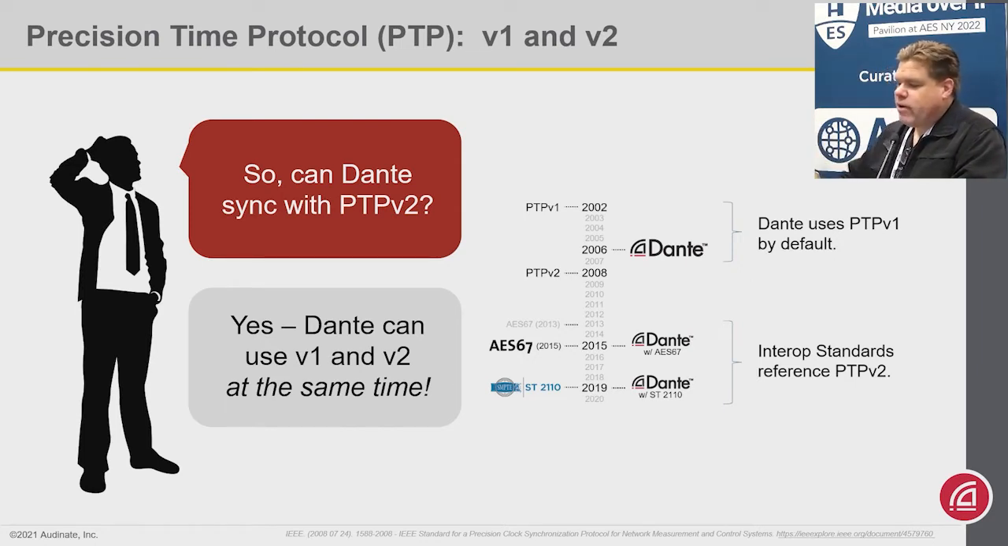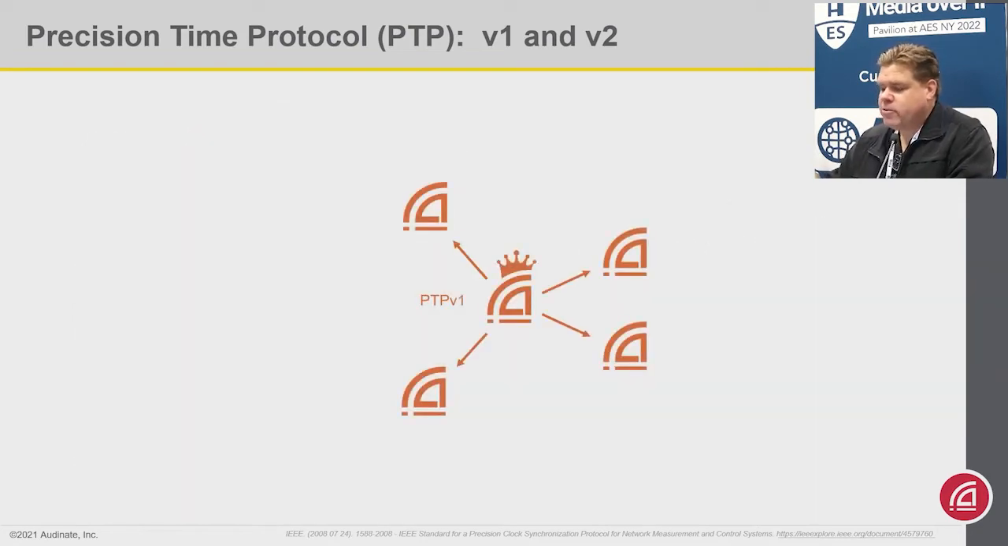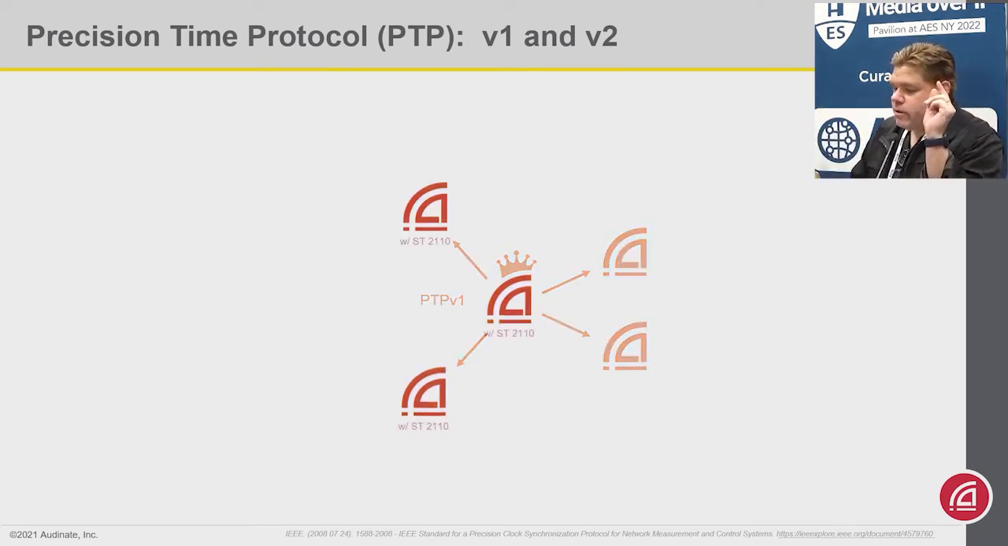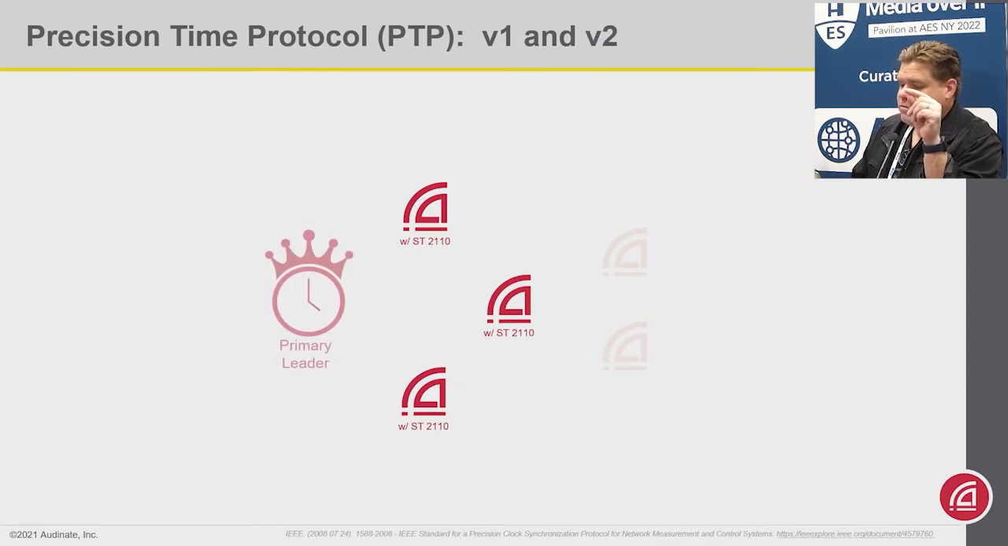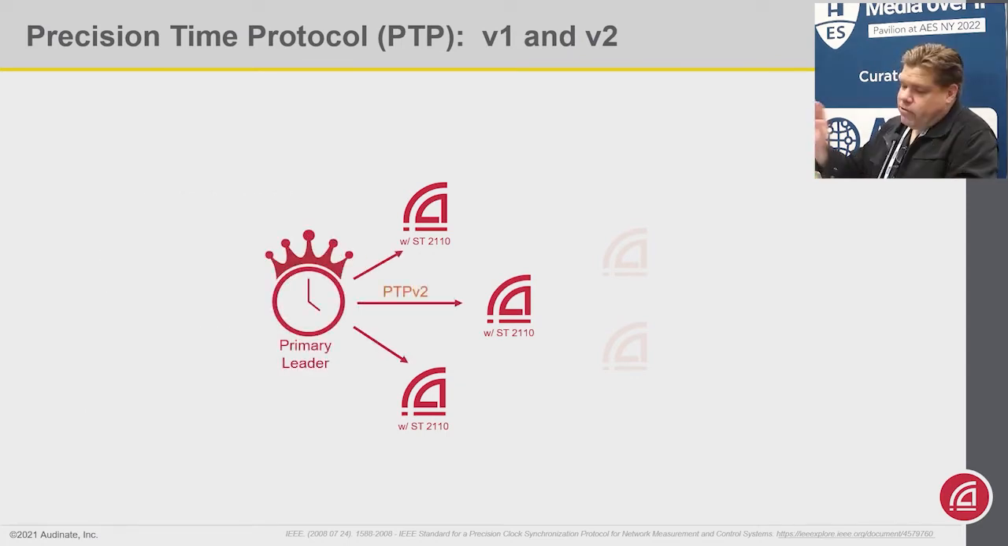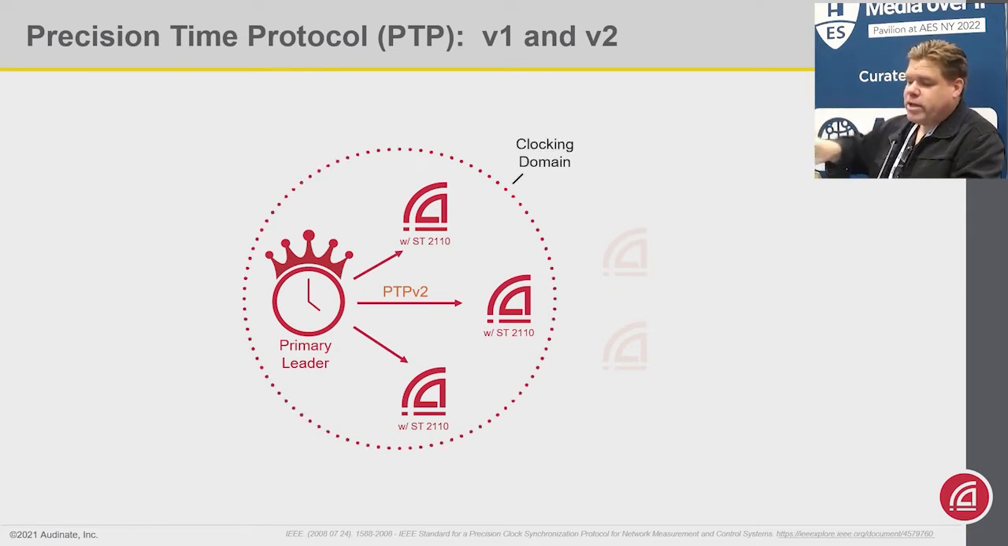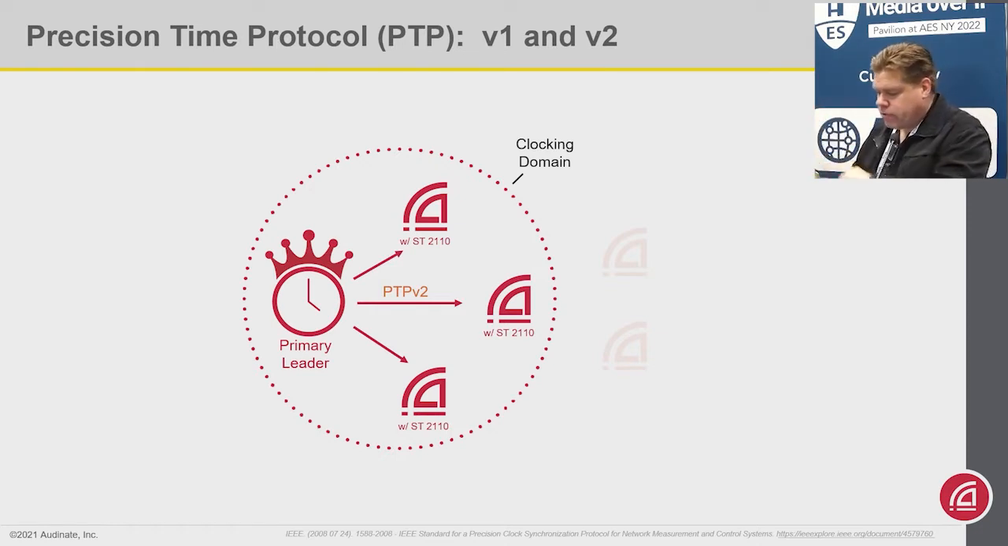And here's basically how it goes. So if we have a Dante system out of the box, we put everything on the network, they automatically elect a clock leader, and everything is synced by PTP version 1. Now, if you go through and you change some of those devices to work in 2110 mode, you will be able to follow an external clock that is now running PTP version 2. So that's going to feed all these devices, and this is what we call a clocking domain. So all of these are working together, right? One person is saying, here's what time it is, all the other devices are following that.